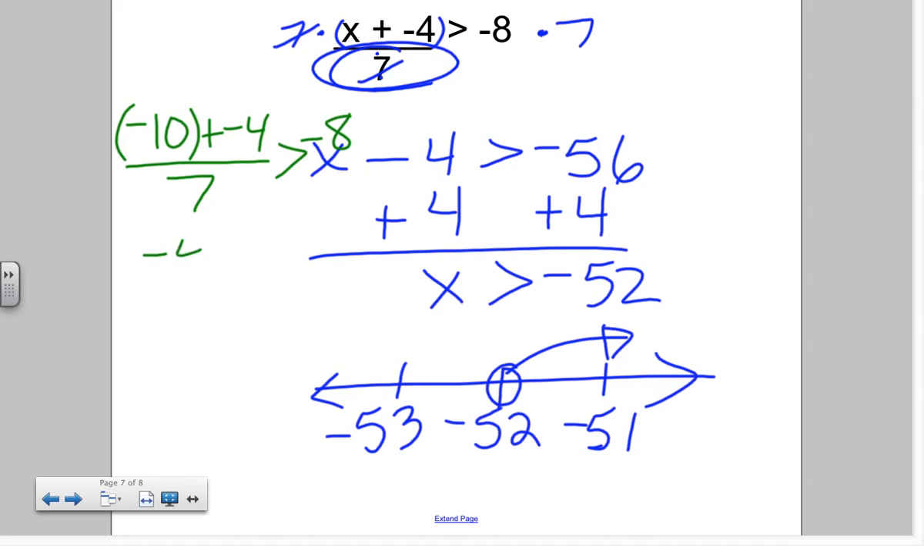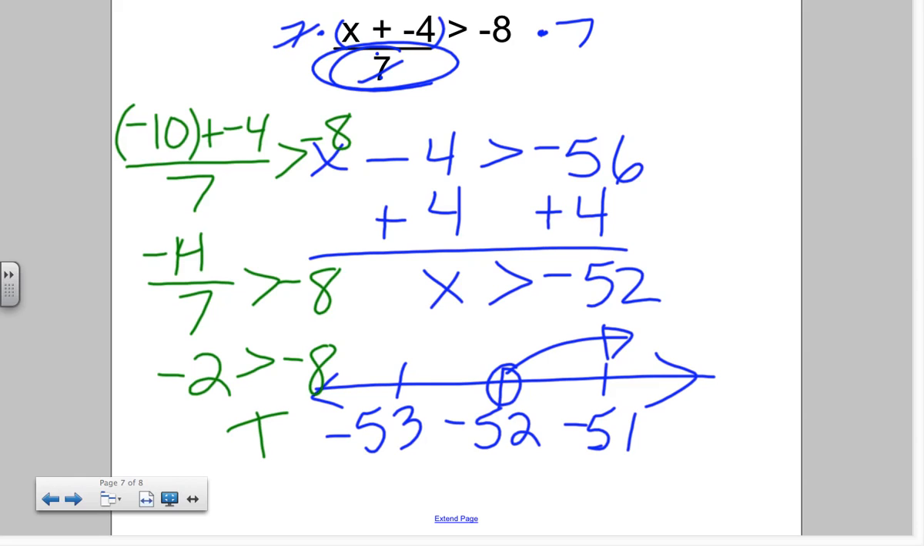So we got negative 14 divided by 7. And what's that going to be? Negative 2. Is negative 2 closer to 0 than negative 8 is? Yes, it is. So it's greater. That's good. All right, let's try one more of those.